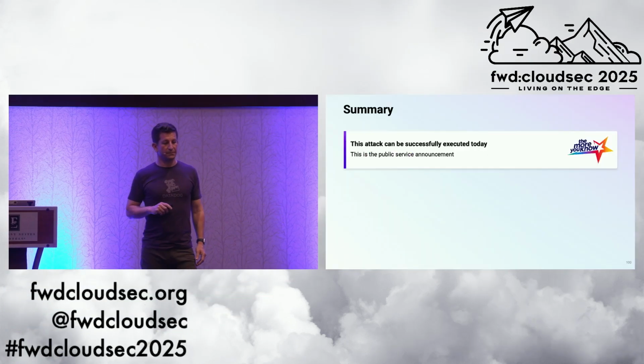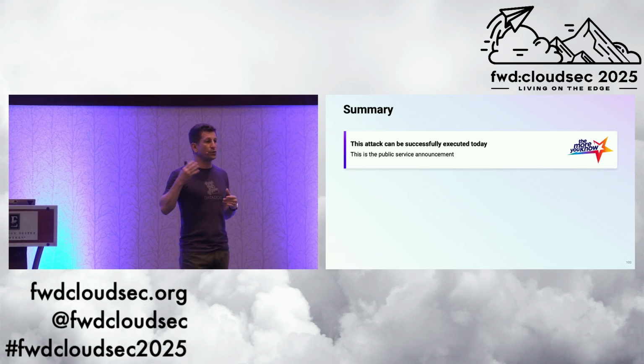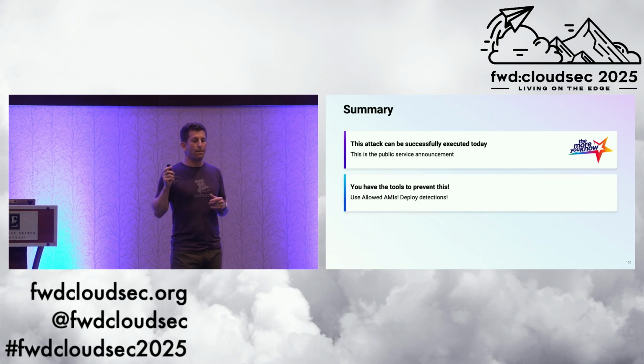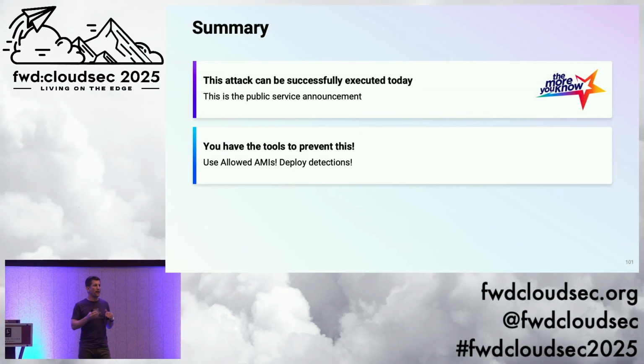So in summary, the public service announcement is this attack can be successfully executed today. If an attacker were to launch this attack today, they would gain remote code execution into thousands of AWS accounts. But you all have the tools to prevent that. Go home and please check to see if your organization is using this new allowed AMIs feature. It is the best bang for the buck.